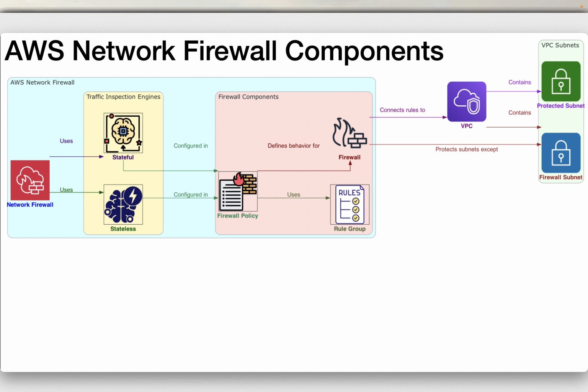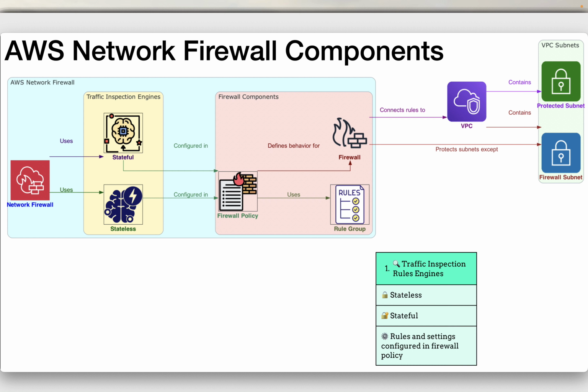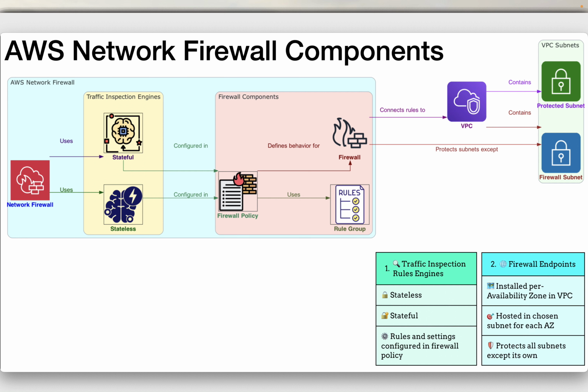So let's see firewall components in AWS Network Firewall. The AWS Network Firewall runs a stateless and stateful traffic inspection rules engine. The engine uses rules and other settings that you configure inside a firewall policy. You can install the firewall endpoints on a per availability zone basis in your VPC. For each availability zone where you want an endpoint, you choose a subnet to host it. The firewall endpoint can protect any subnet in your VPC except for the one in which it is located.